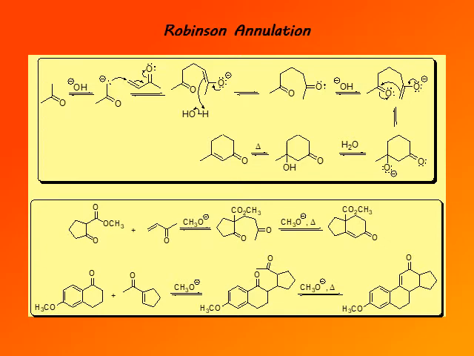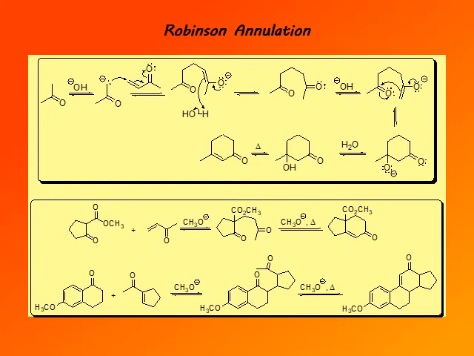Michael addition has been exploited in a reaction sequence called Robinson annulation that is used to prepare 6-membered rings. This is one of the best methods we have, besides Diels-Alder reaction, to prepare 6-membered rings. Annulation in general as a term means ring forming reaction, and so this is specific annulation, Robinson annulation. It exploits Michael addition followed by an aldol condensation to close a 6-membered ring.